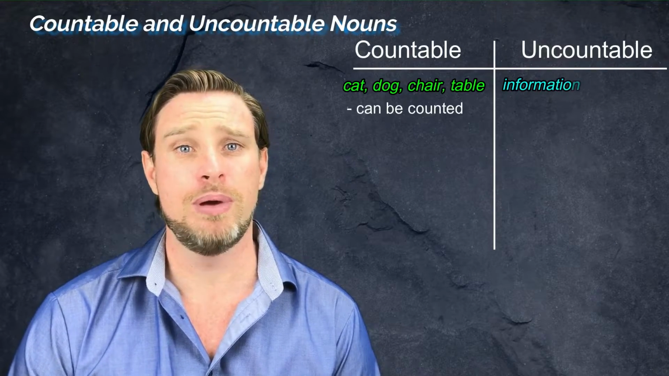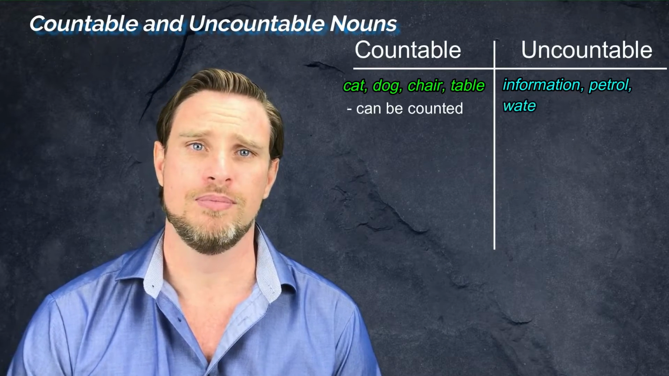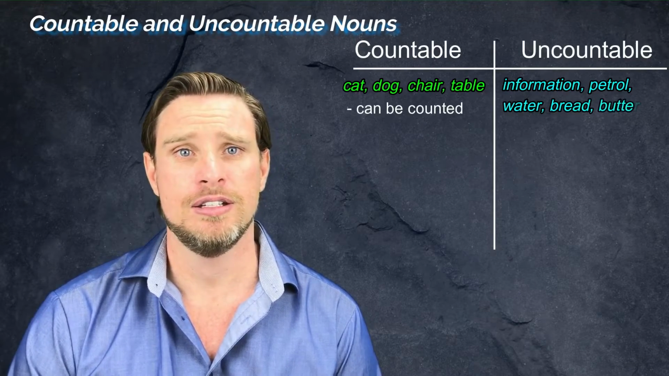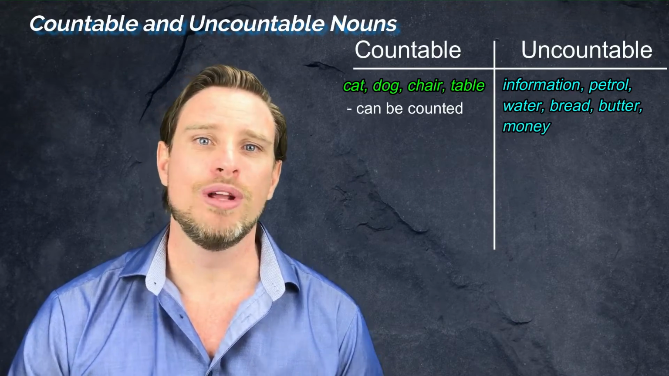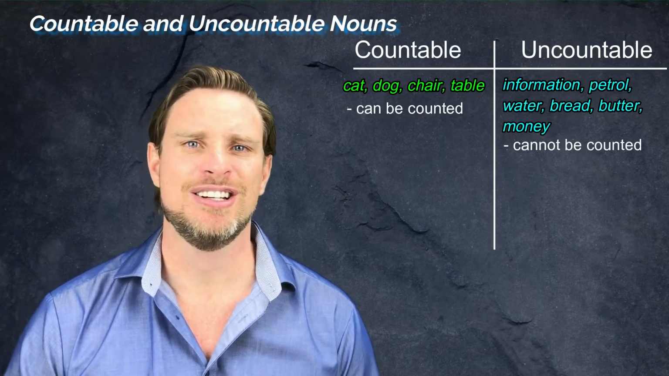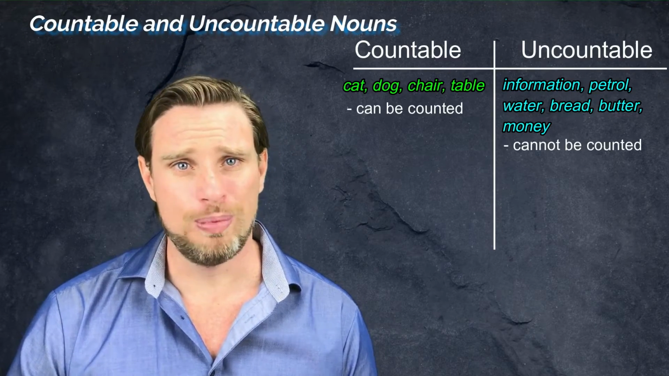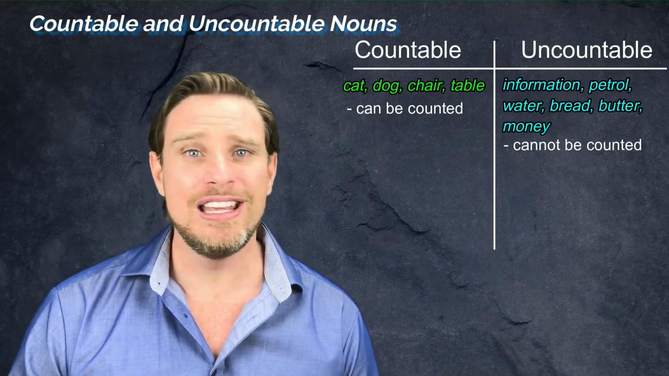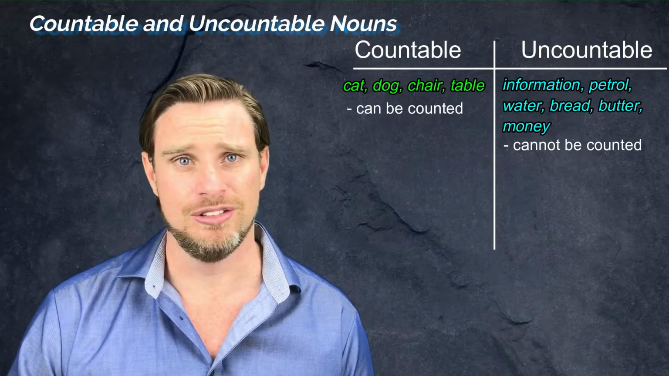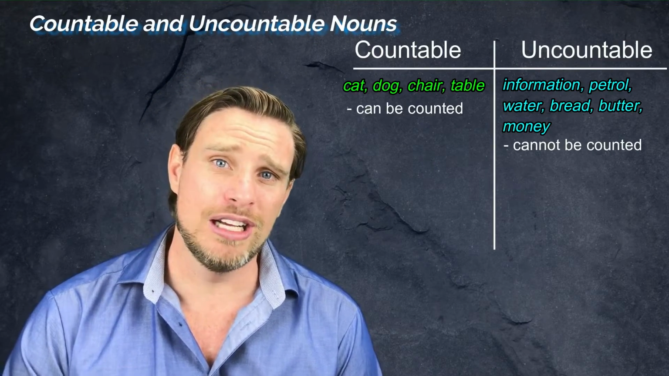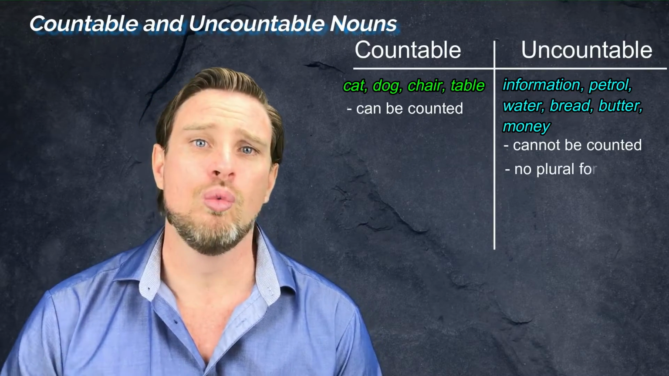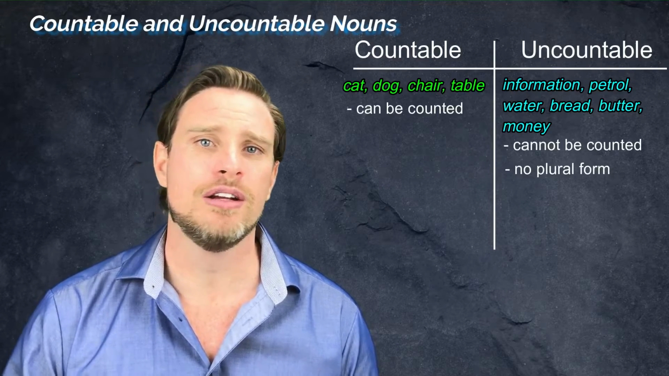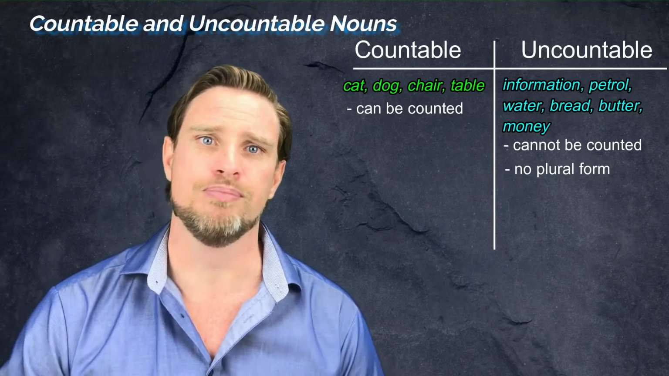Information, petrol, water, bread, butter, money, etc. We can't count these things. We can't say, I have 4 petrols, or she has 20 monies, or he gave me 3 informations, for example. Uncountable nouns have no plural form. We cannot add s to them to create a plural form, and we cannot count them.